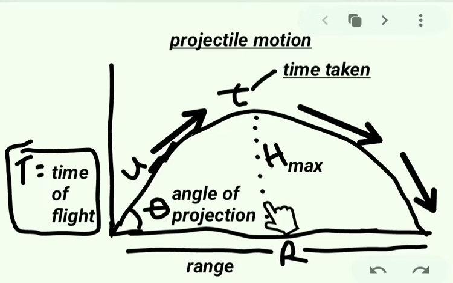Now the maximum height is the highest vertical distance attained, measured from the horizontal. The range is the horizontal distance the projectile covers from the point of projection to the place where it hits the projection plane again. All these are the concepts of projectile motion. The angle of projection is the angle between the horizontal and the direction of projection of the projectile.